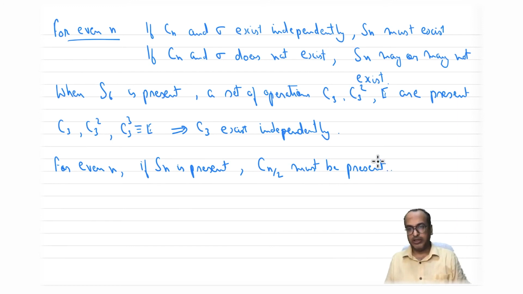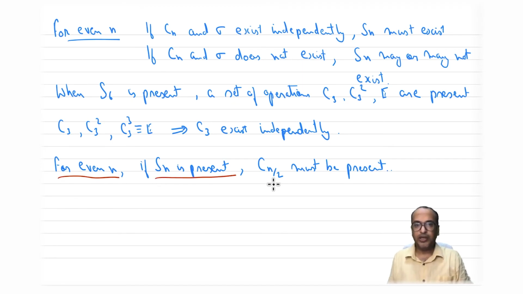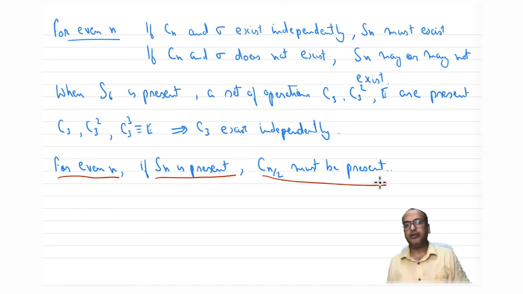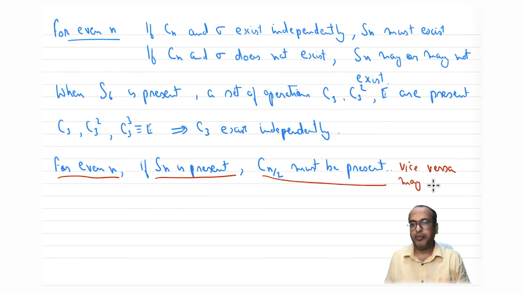Okay, so we will see these kinds of corollaries a lot. So this is an important one. You should know, if Sn is present, Cn by 2 must be present. The vice versa may not be true. So if C3 is present, it is not necessary that S6 will always be present, but vice versa may not be true. Okay.